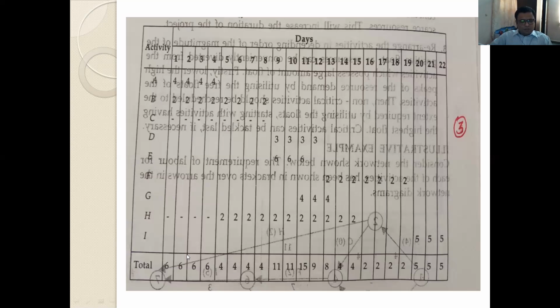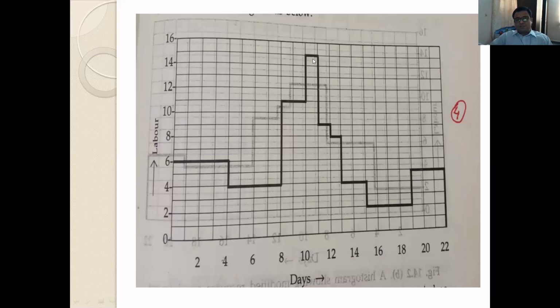Then we have to find out the cumulative resource requirement. Just rows and columns are shifted over here, days and activities. And the total resource required, that is the cumulative resource requirement for each day, is found over here. From that we have plotted the histogram.